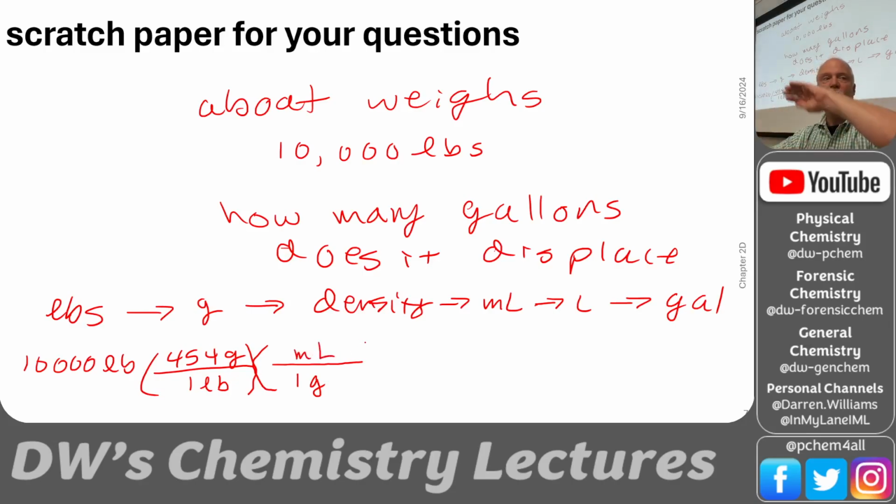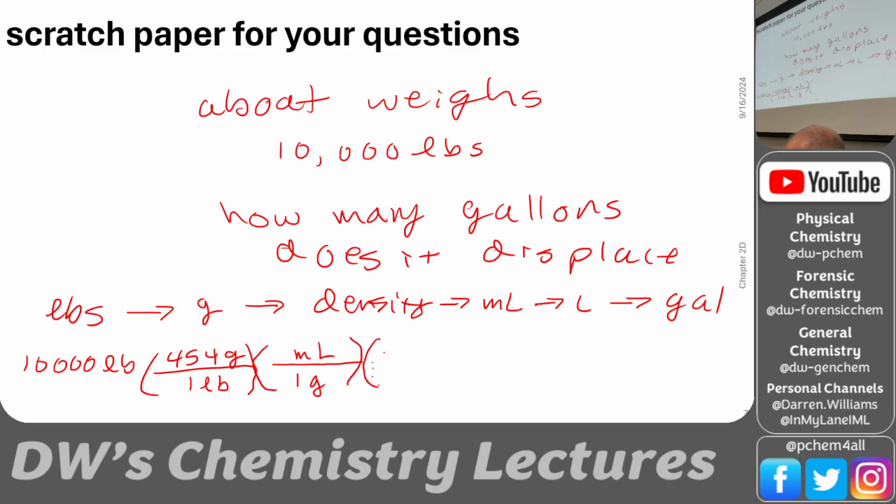Those two things are equal. When we say the density of water tells us 1 gram of water is equal to 1 milliliter, I can write it whichever way I want because the top equals the bottom. So I can write it upside down and it doesn't make any problems for me. I use it as a conversion factor. So now I'm in milliliters.